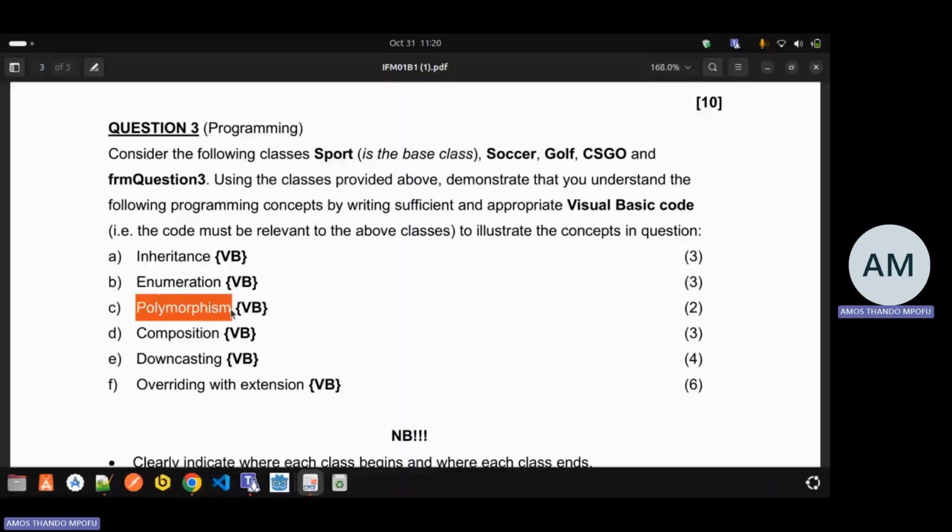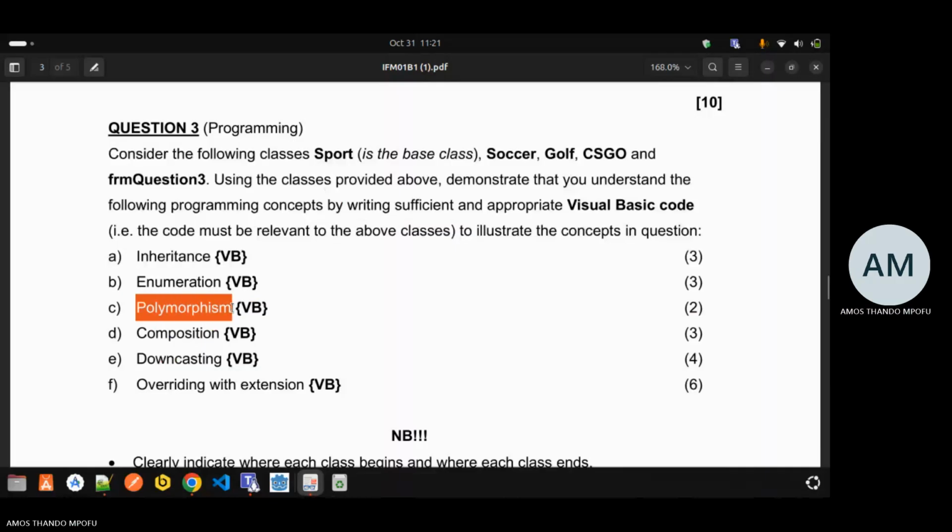So polymorphism, basically when you have many forms, right? So how would you demonstrate polymorphism? And it's only 2 marks. So let me think about it. How would you demonstrate polymorphism using the classes, demonstrate that you understand the concept. And they said write sufficient code. It should be enough to demonstrate all those things that are being specified here.